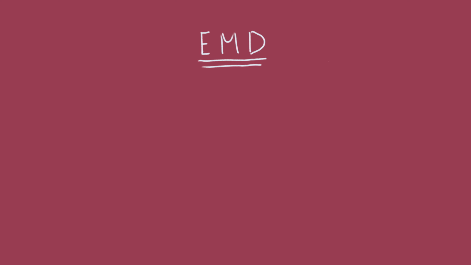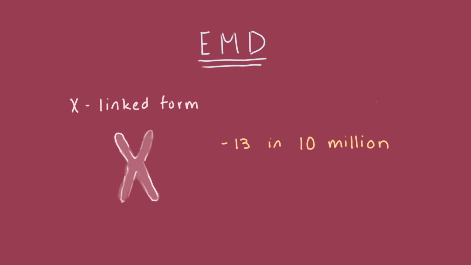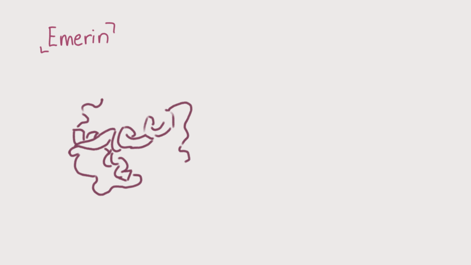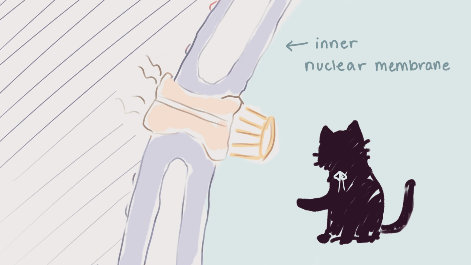More specifically, we will be looking at the X-linked form, meaning that the gene causing the trait or disorder is located on the X chromosome. It has an estimated incidence of 1.3 in 10 million. EMD normally makes a protein called emerin, which is a pointed-end F-actin capping protein located in the inner nuclear membrane. We will get back to that later.